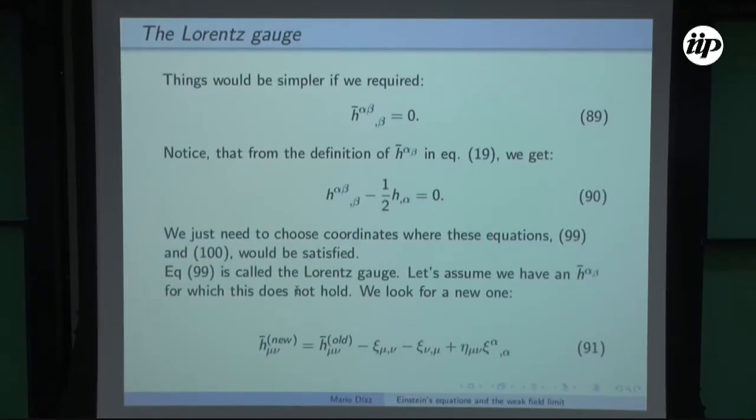Now, with this simple result, we're going to make it even simpler. And the idea is to require this, that the divergence of this h-bar is zero. Using the definition that h-bar has, essentially what we're requiring is this. And we're going to need to choose coordinates where these equations, 99, will be satisfied. This equation is called the Lorentz gauge.